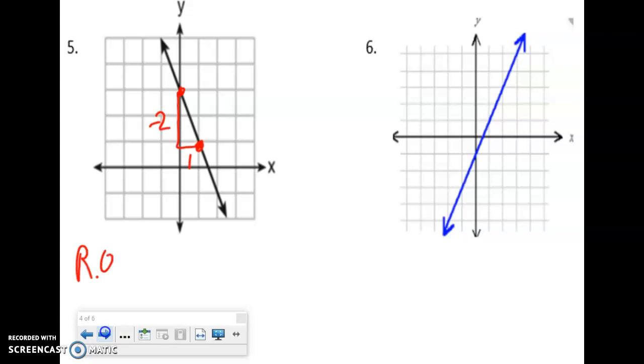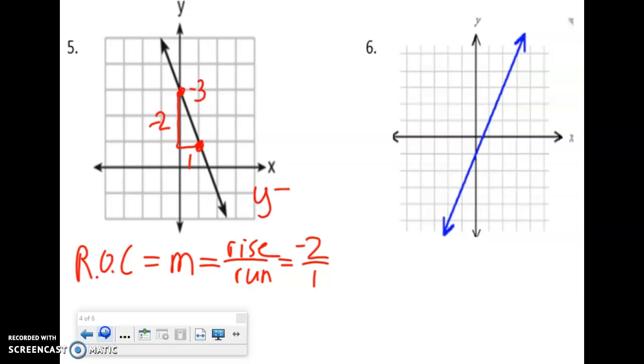The rate of change is really the m value, or the slope, which is really the rise over the run, which is simply -2 over 1. If we knew the y-intercept, which we do here, this is -3, we can see that the equation of this is y equals, well, the slope followed by x minus 3.